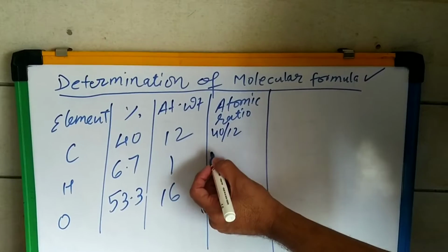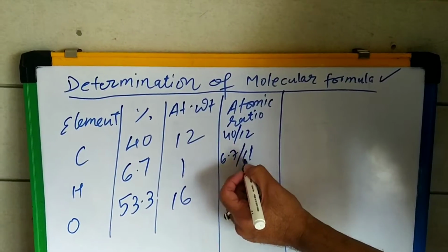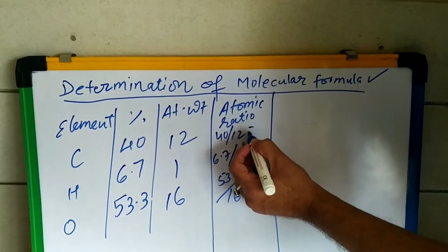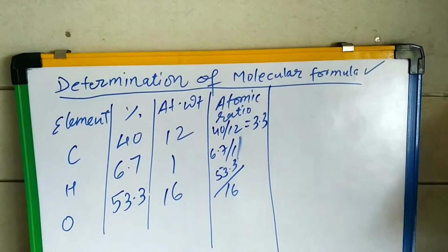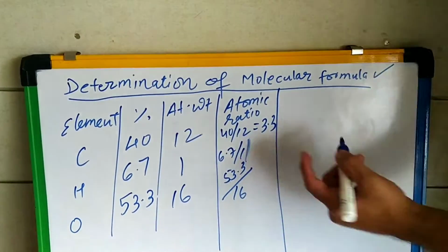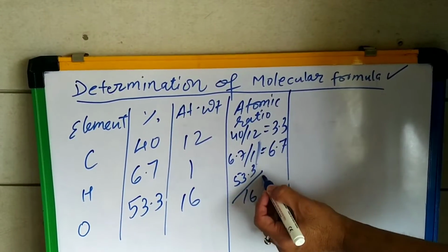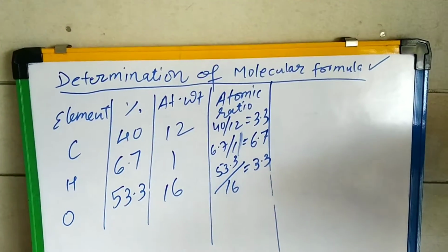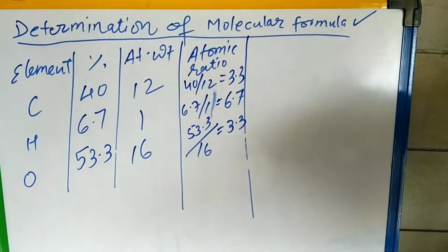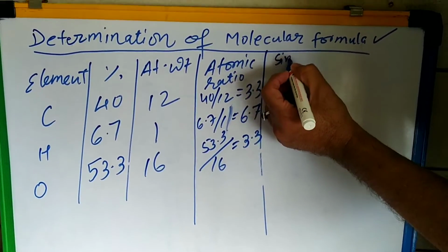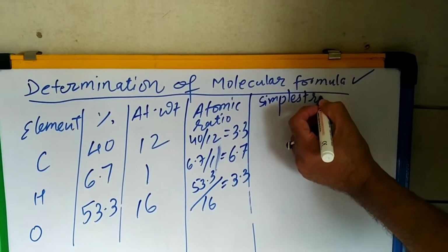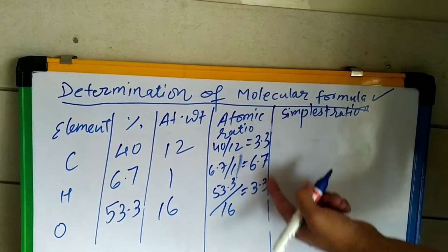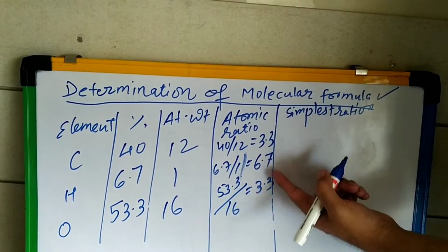40 divided by 12, 6.7 divided by 1 and 53.3 divided by 16. So here you will get 3.3, right? And here again 6.7 and here again 3.3. After dividing, we need to find here what? Simplest ratio. Now what is the simplest ratio here? Simplest ratio means dividing all these atomic ratios by the smallest one. So which is the smallest number here?